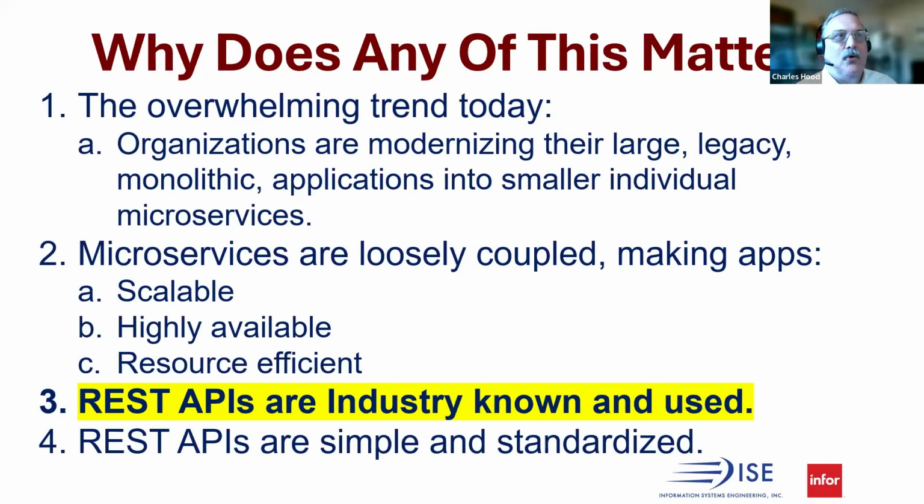REST APIs, notice point 3, are industry known and used. If you heard Phil Joseph at Empower 2023, he said, I think System Link's better than REST APIs, honestly. And I agree with him. I love System Link. I think it's a great architecture. It was genius from Apex Inc. and then later Infor XA, to have developed that and expanded it into the great tool that it is today.